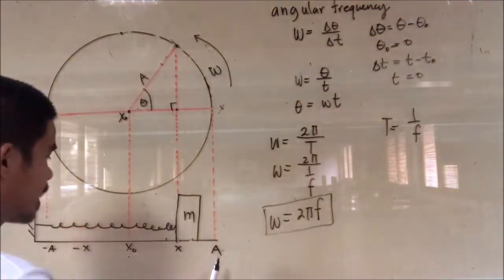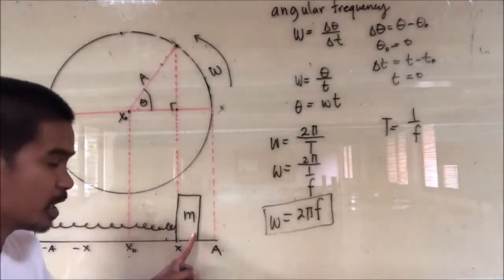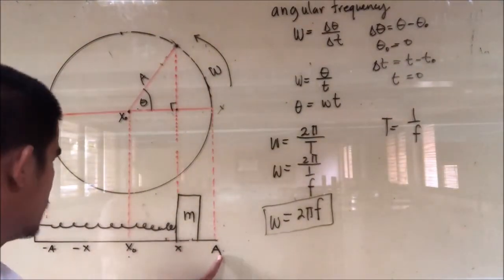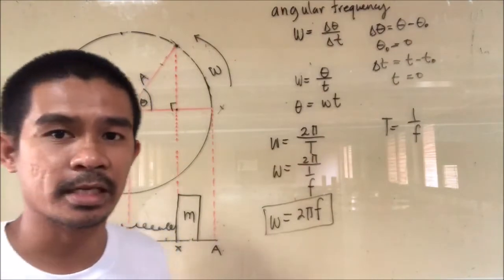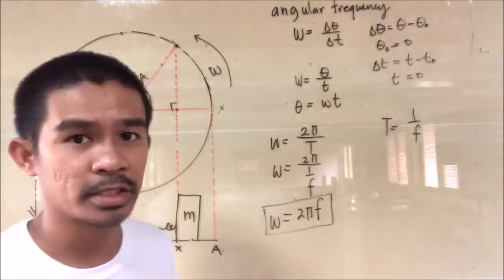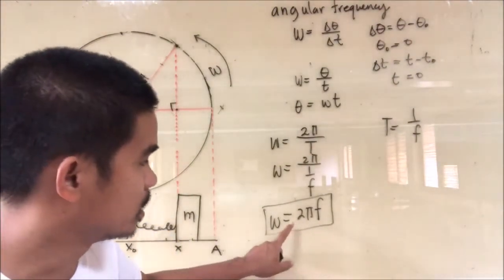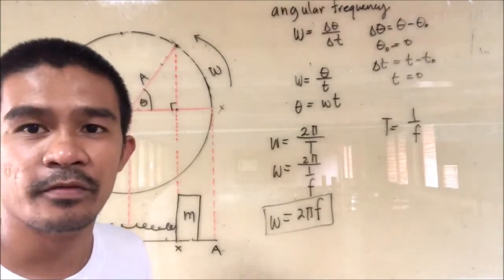It means how many times this object attached to the spring moves from A to negative A and then back to A in 1 second. So this is how we express the angular frequency. That is equal to 2 pi times the frequency.